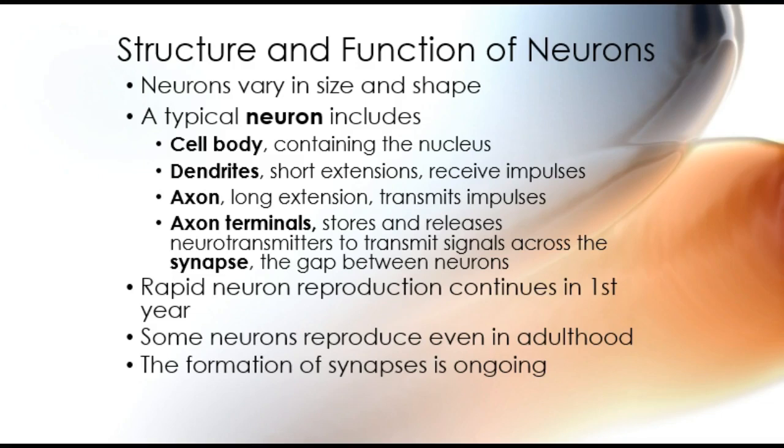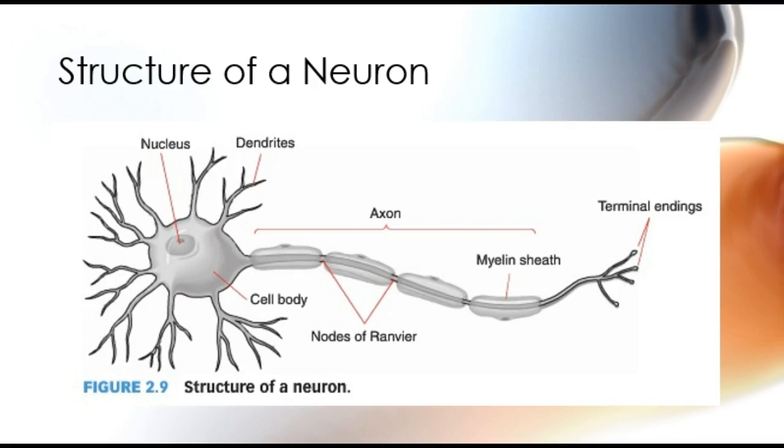Okay, so now we're going to talk a little bit about the structure and function of neurons. Neurons in your brain are one of nature's most fantastic accomplishments. They come in various sizes and shapes. They're composed of a cell body with a long extension or axon that you'll see in this picture here. We'll come back to that.